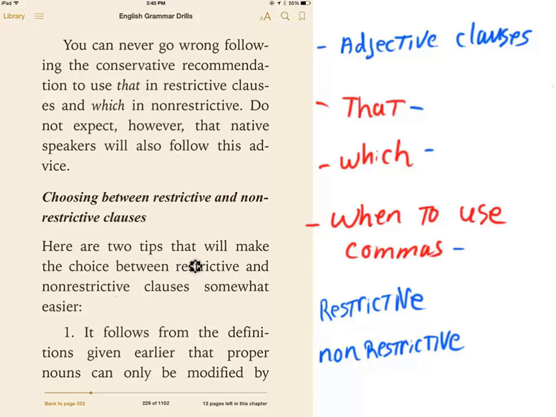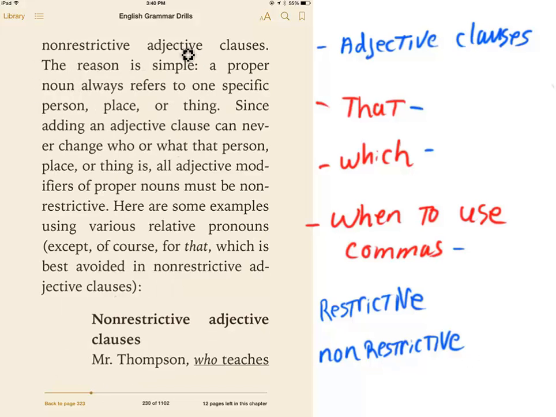It says, here are 2 tips that will make the choice between restrictive and non-restrictive clauses somewhat easier. Okay, first tip. It follows from the definitions given earlier that proper nouns can only be modified by non-restrictive adjective clauses. So if you have a proper noun, like it's capitalized, like a person's name, it can only be modified by non-restrictive adjective clauses. It says the reason is simple. A proper noun always refers to one specific person, place, or thing. Since adding an adjective clause can never change who or what that person or place or thing is, all adjective modifiers of proper nouns must be non-restrictive. Okay?